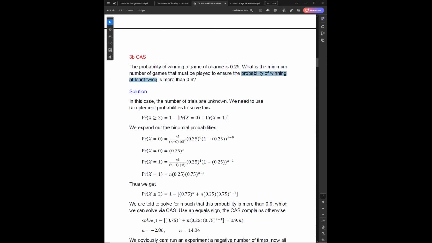Probability of winning at least twice. Okay, well, I know what that looks like. That's just x greater than or equal to 2. Okay, well, at least I can write that. Probability of winning at least twice is more than 0.9. Well, okay, I can just say that this statement has to be greater than 0.9.